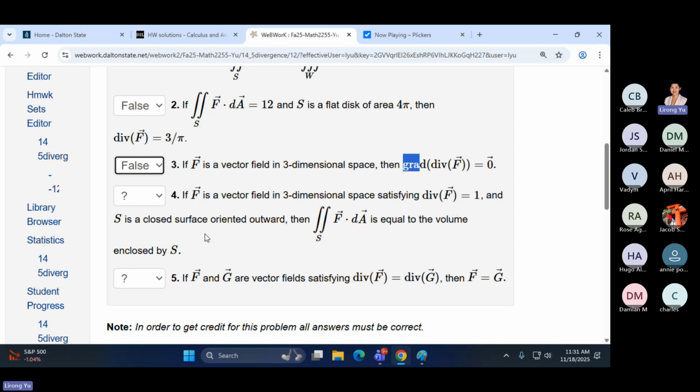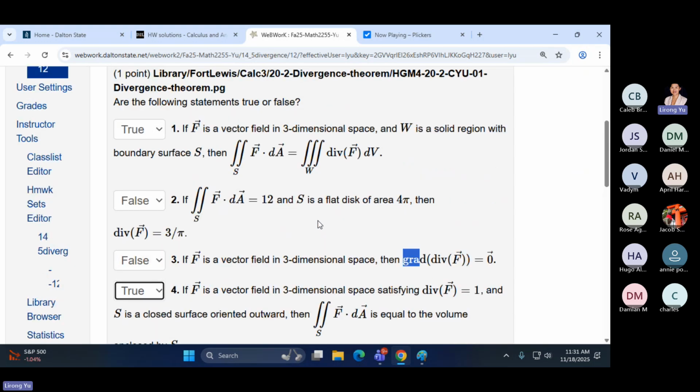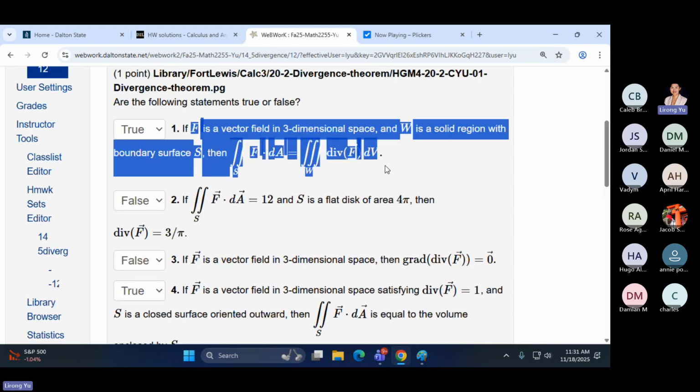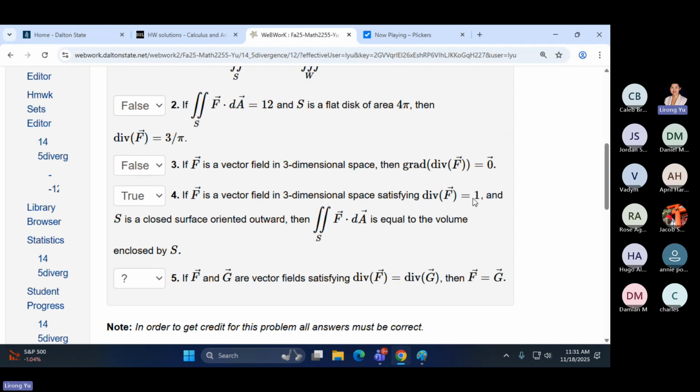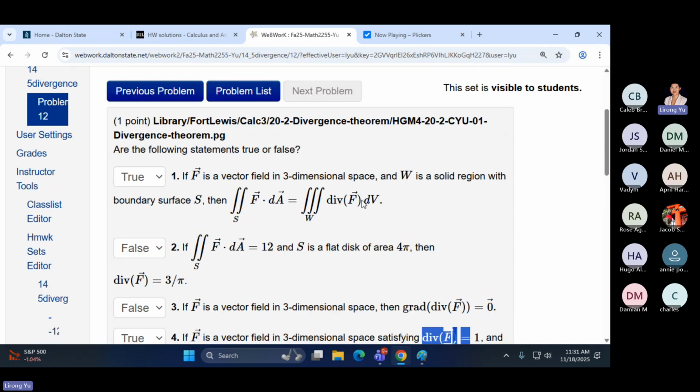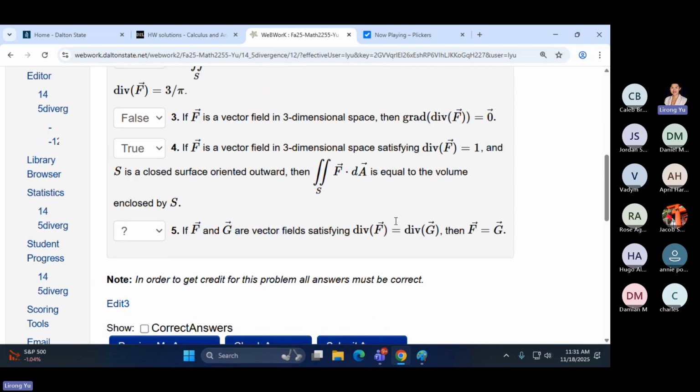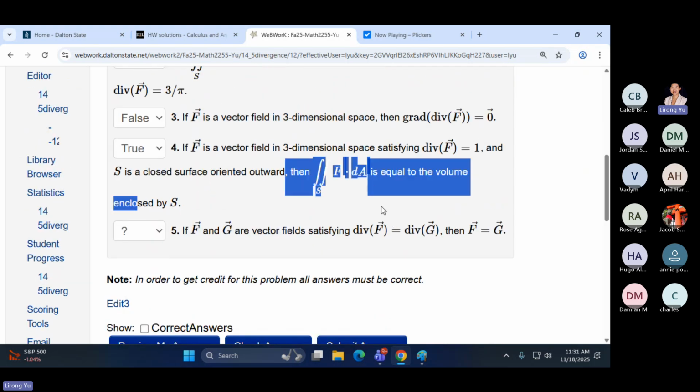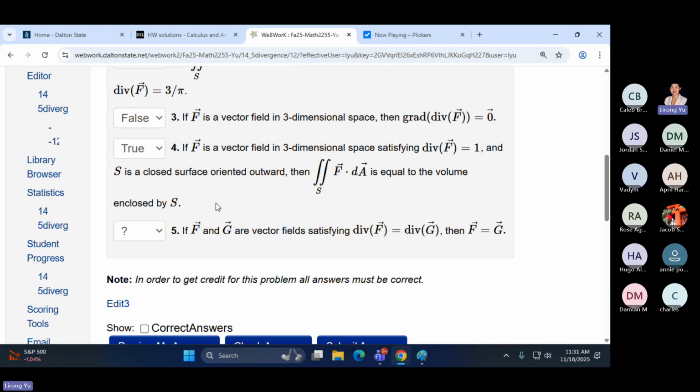Satisfying divergence equal to 1, and S is supposed to be the closed surface oriented outward enclosing the volume. That's true. Basically, according to number 1, which is the divergence theorem, if the divergence equals 1, that means the integrand equals 1. So what we have on the right side of the equation will be the volume. That should be true: the volume of the three-dimensional region enclosed by the surface.